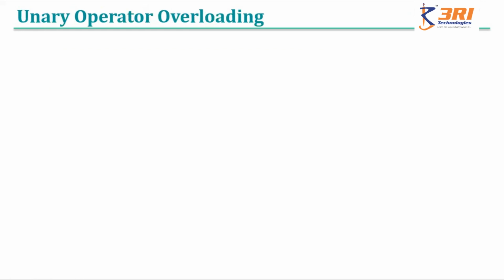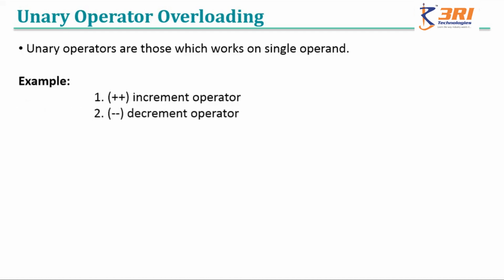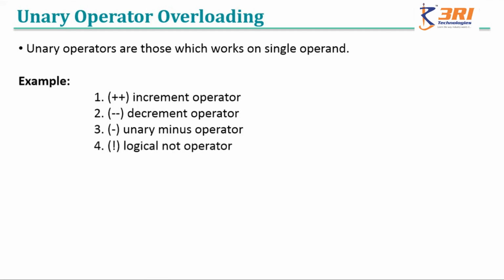Let's see about overloading a unary operator. Unary operators are those operators which work on a single operand. A few examples are the increment operator, decrement operator, unary minus operator, and logical not operator. So let's implement a program and understand how we are overloading a unary operator.